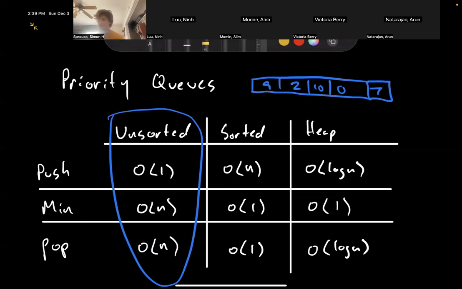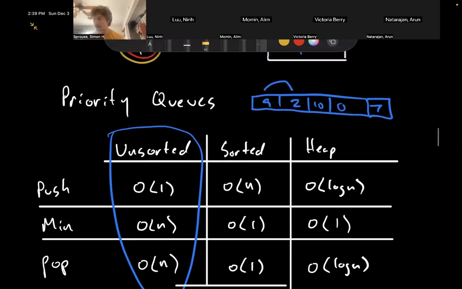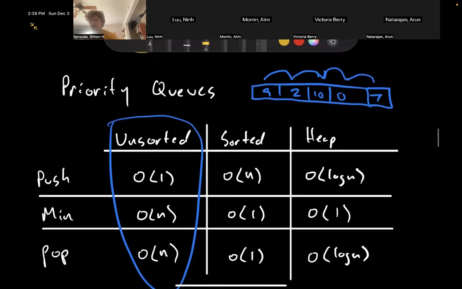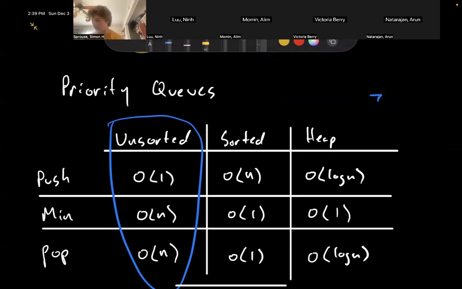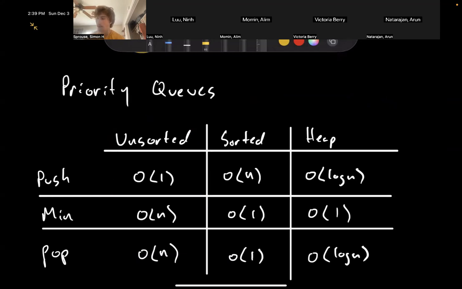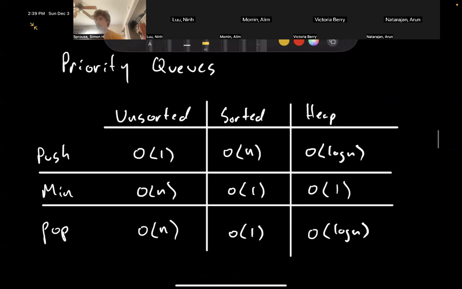Returning the minimum element is O of n, because theoretically to find the minimum, you're going to have to actually loop and look at every element in the data structure. So it's O of n. And then likewise, to remove that element, you have to find it. So that's also O of n. So that's the unsorted priority queue. Again, a bit of a hack, not the most efficient way to do things.